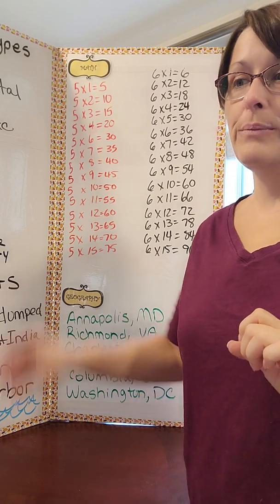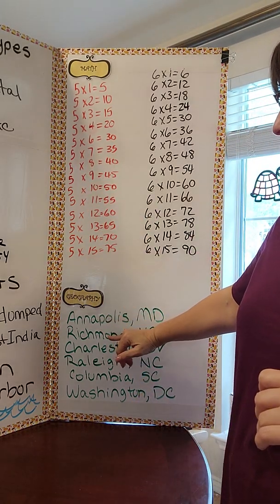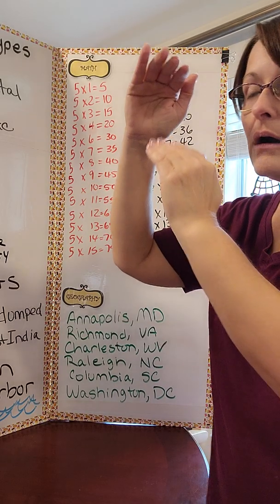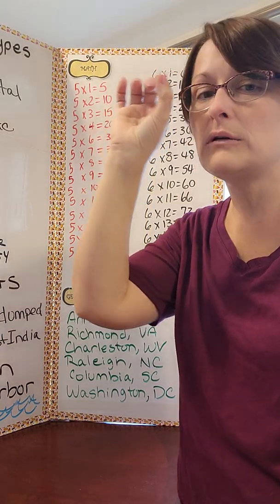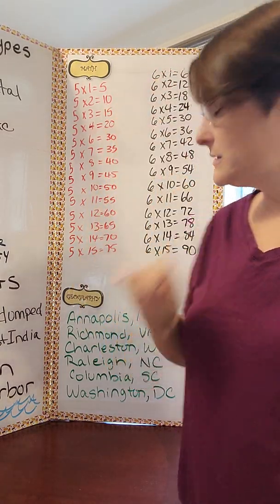So if you're looking on your map, you want to look right where Virginia and Maryland are up against each other. There's a tiny little letter D, and that is Washington, D.C.